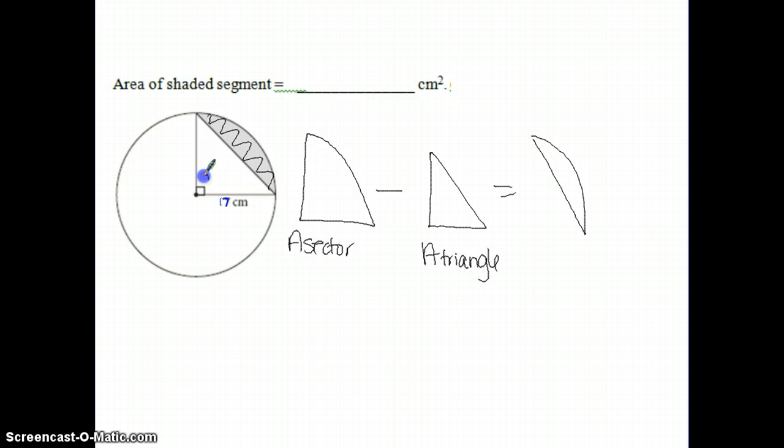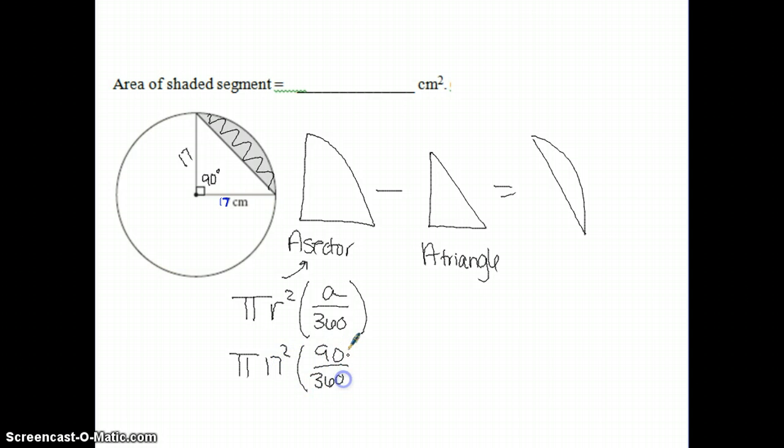So we know this box means 90 degrees, and this is a special kind of triangle, so both the base and the height of the triangle are 17. So to find the area of the sector, remember from the first example, it's pi radius squared times the angle over 360. So it's going to be pi 17 squared times 90 divided by 360. For the area of a triangle, we know it's base times height divided by 2. So it's going to be 17 times 17 divided by 2. And we'll subtract those.